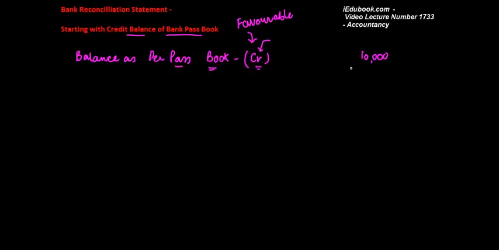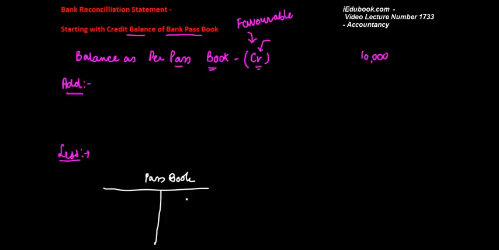Now suppose you are given this balance and then you are given various items. Let's take two of them. You have to ascertain what is the impact of these, whether the balance should be added to the passbook or it should be reduced from the passbook. Again, the procedure remains the same. Let's say you have a passbook in which you have balance of 10,000.